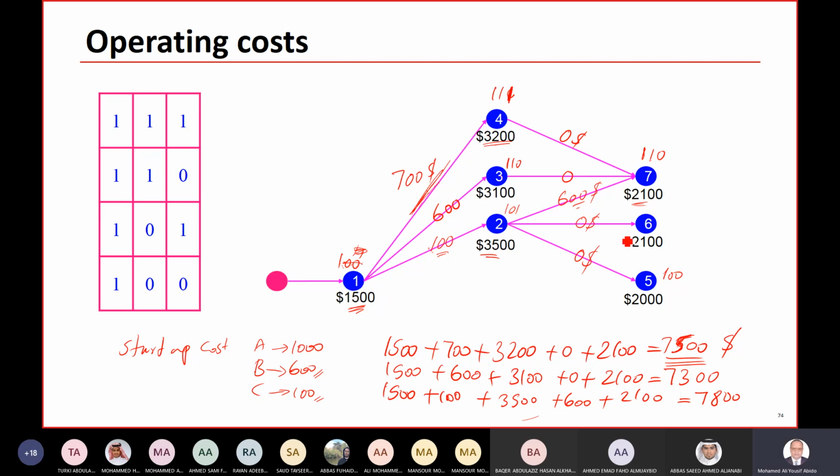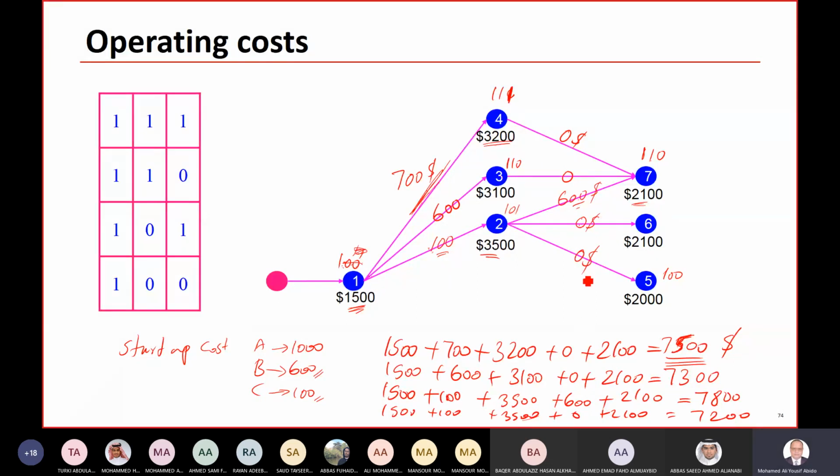For that one, up to here it's okay. Instead of 600, you will put 0 and 2,100. So you can calculate the other one: 1,500 plus 100 plus 3,500 plus 0 cost here plus 2,100. So how much is this one? 7,200. Yes, this one is much better than the others.